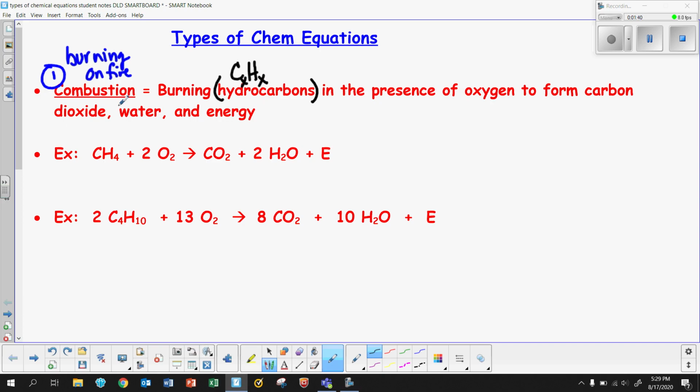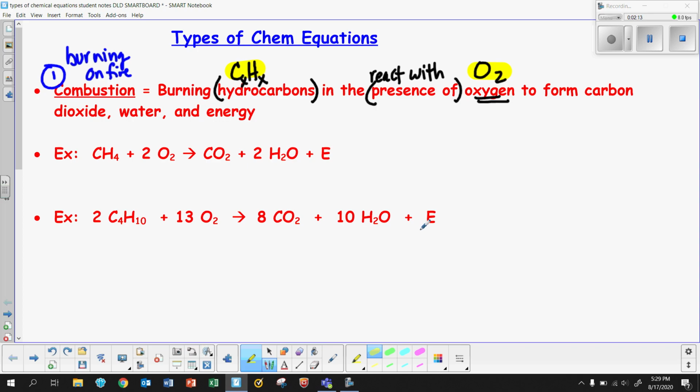So the first thing that you're going to do when you want to try to find a combustion equation is you look for a hydrocarbon. Look for a compound with carbon and hydrogen on the reactant side. And it has to react with oxygen. In the presence of means that the hydrocarbon has to react with oxygen. And oxygen is written as O2. So to identify combustion, you're going to look for something that has in it a hydrocarbon as a reactant and oxygen as a reactant.